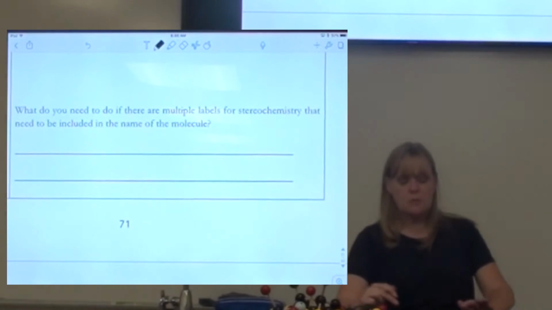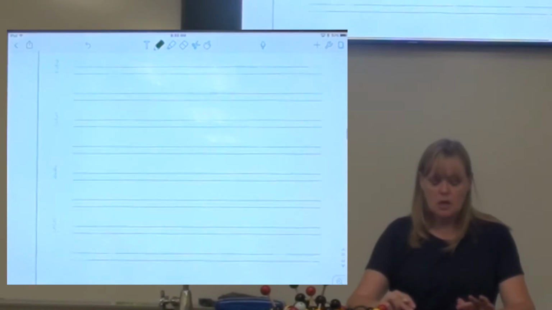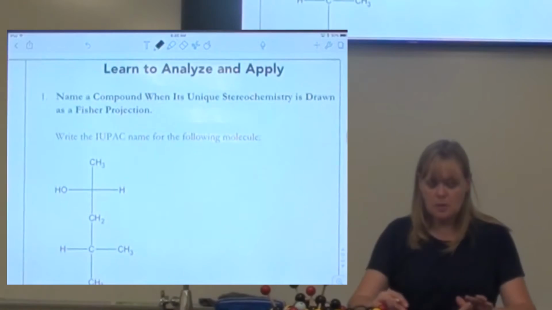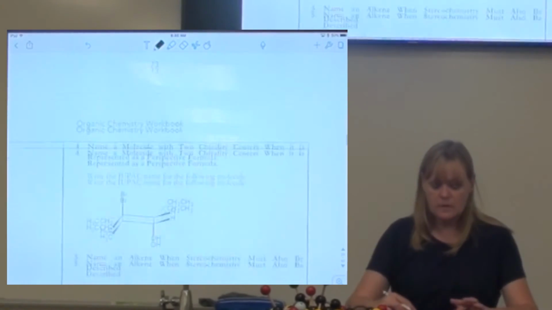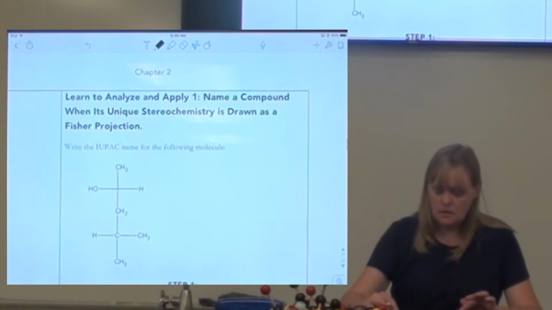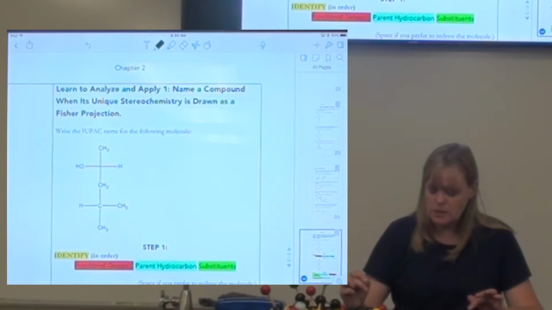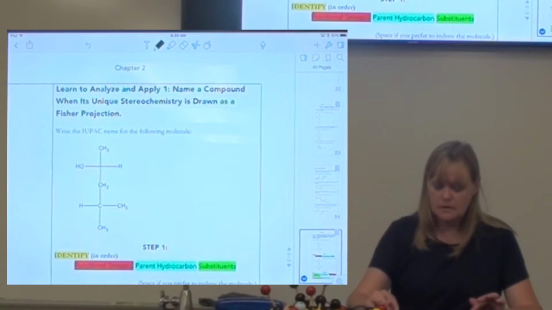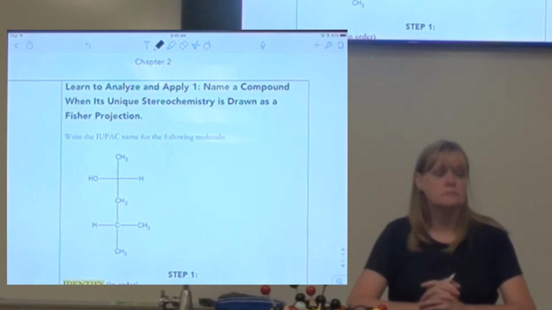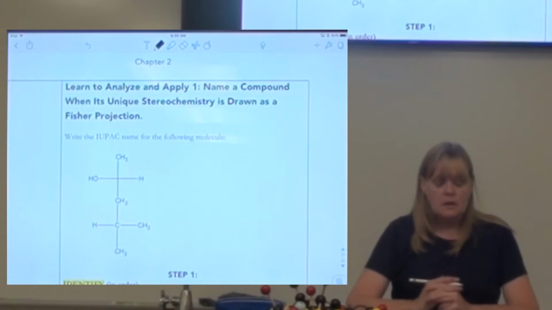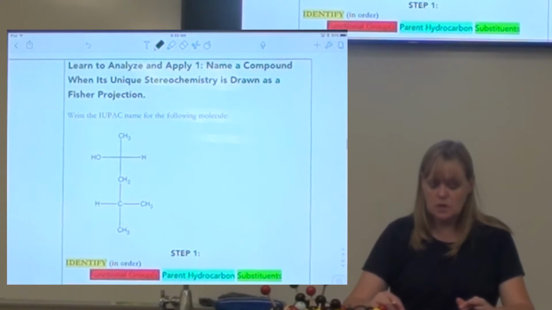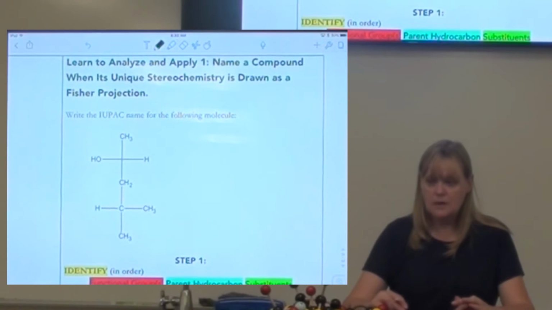Okay, so if you have multiple labels, put the location number for each. The 5 steps, you can fill this in. I want to get going on applying everything. I'm on page 25. I want to give you some guided practice so that then you can try and apply it. On page 25.